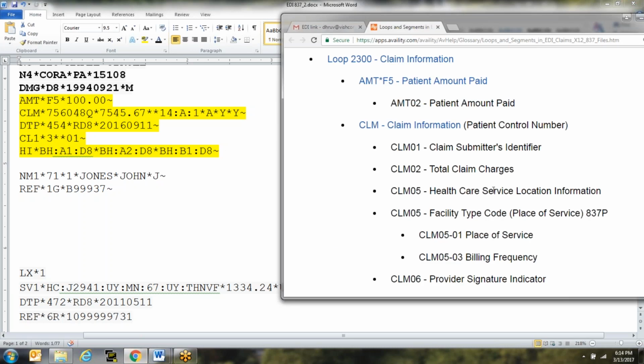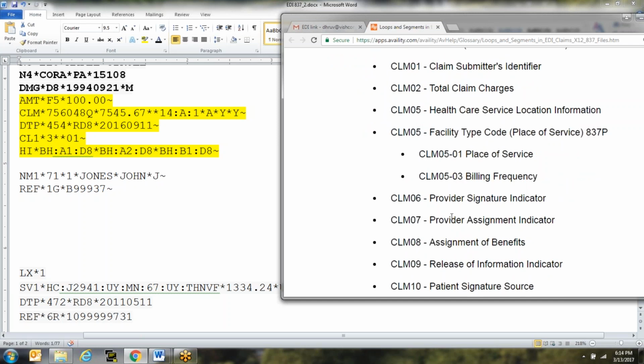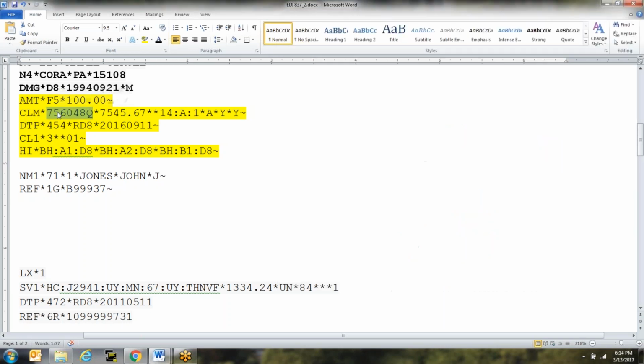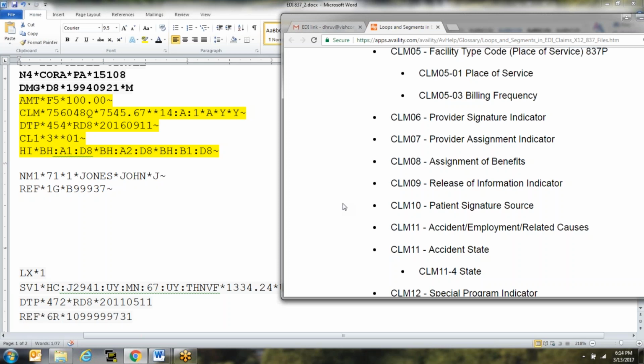CLM05 is healthcare service location information. I don't know what that is. All this information, assignment of benefits indicator, all this information you may not need. So that's okay. In CLM, this ID and this amount spent is something you need to know.